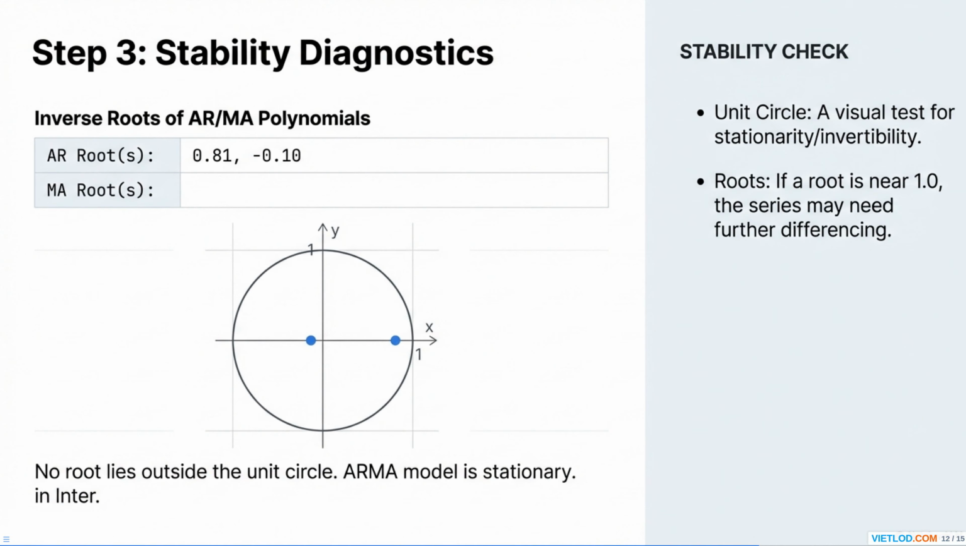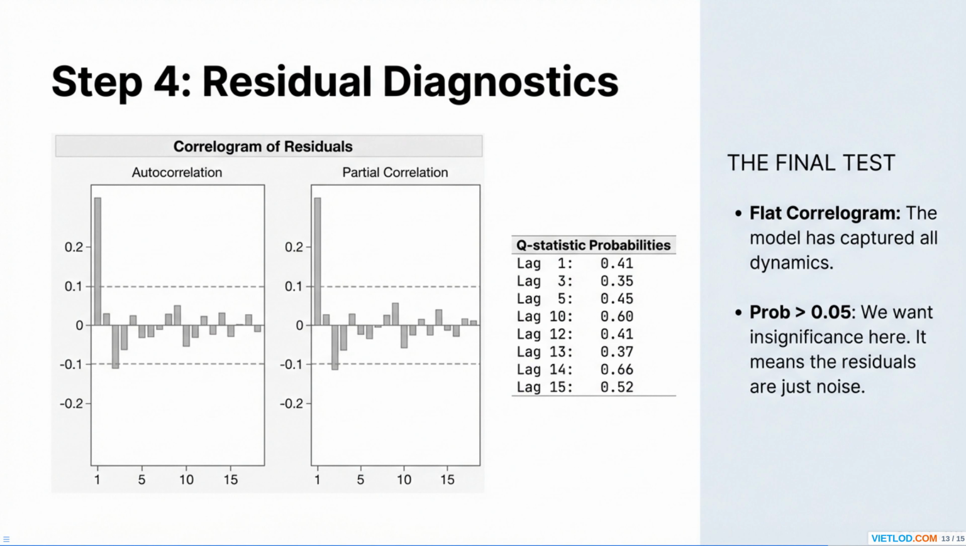If a root were to fall near the edge of the circle, particularly close to 1.0, it would signal that our series might still require additional differencing to achieve full stationarity. Looking at our results, the AR roots are at 0.81 and negative 0.10, and both are clearly positioned well within the unit circle. This confirms that our ARMA model satisfies the necessary stability conditions, allowing us to proceed with confidence.